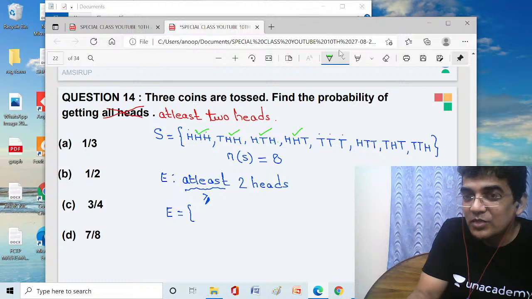Writing the elements satisfying E is known as writing the favorable outcomes. So first we are going to write those having 2 heads exactly. HHT, HTH, THH, it is having two heads, and this one, triple H, HHH.